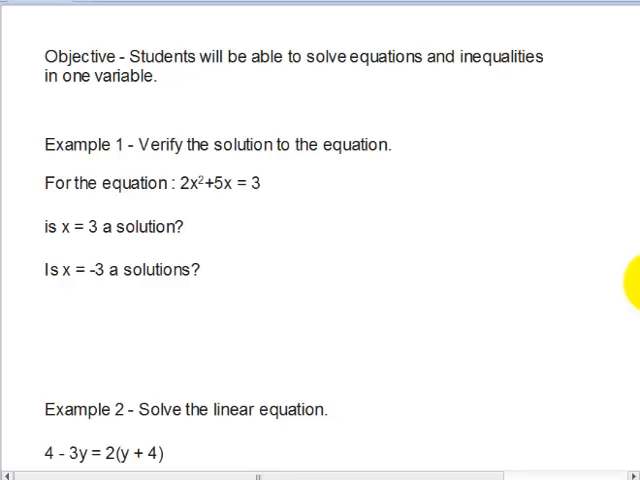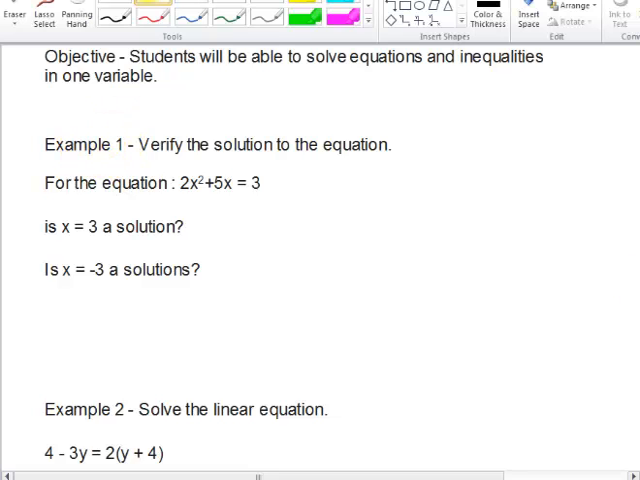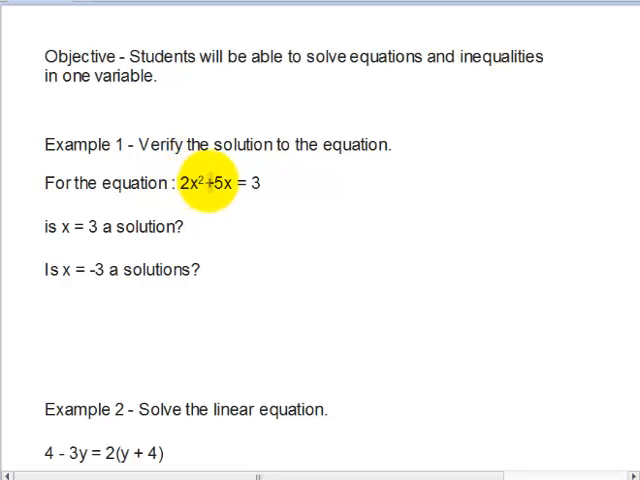Today we're going to be going over solving equations and inequalities in one variable. Before we start that, we should make sure that we can verify a solution. In example 1, we start with the equation 2x squared plus 5x equals 3, and we're asked, is x equals 3 a solution, or is x equals negative 3 a solution, or both?